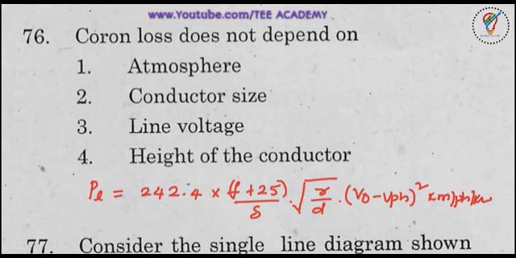Now, the corona losses depend upon the delta value, which is the atmosphere. The conductor size is r, and the line voltage is the voltage. It is independent of the height of the conductor, but depends upon atmosphere, conductor size and line voltage. Okay, we'll move to the next question.